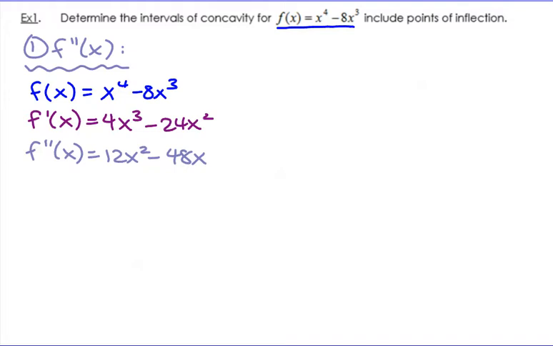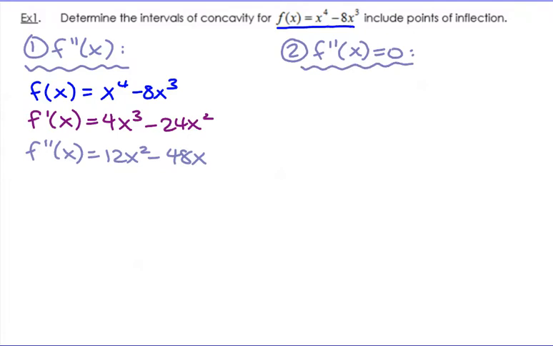Now I need to test for intervals of concavity. In order to find those, what I want to do first is find the points of inflection, because when I get the points of inflection, I will be able to create the domains, the regions for my intervals of concavity. So number 2, you want to set your second derivative to 0.